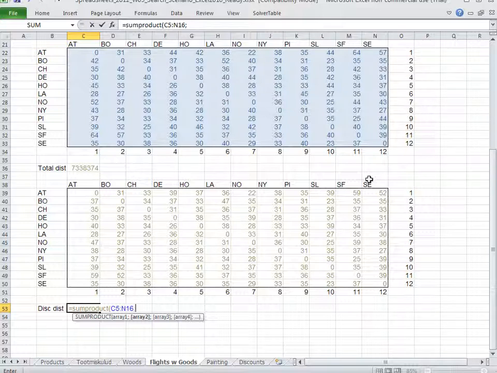And now semicolon on the other table, which is going to be C39 colon N50. So it's the lower table. And let's put parentheses, let's close the parentheses, and we see that we actually now have to pay for 7,08 million miles. So quite a discount for us.